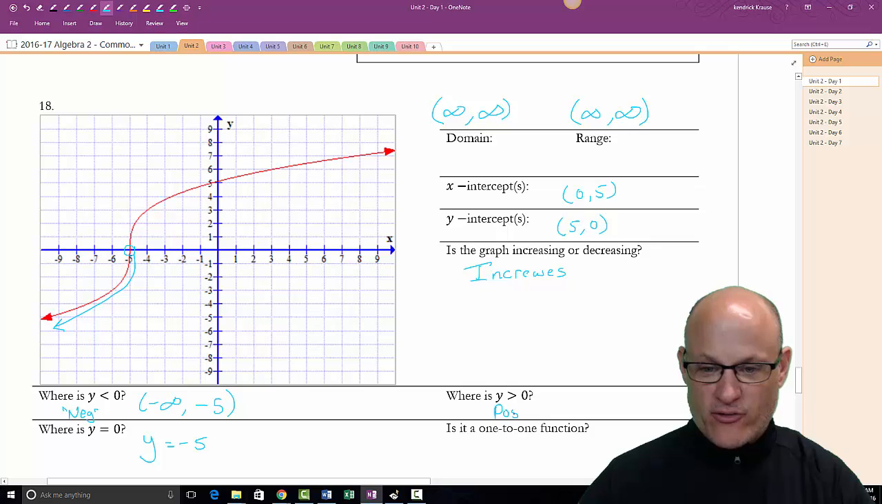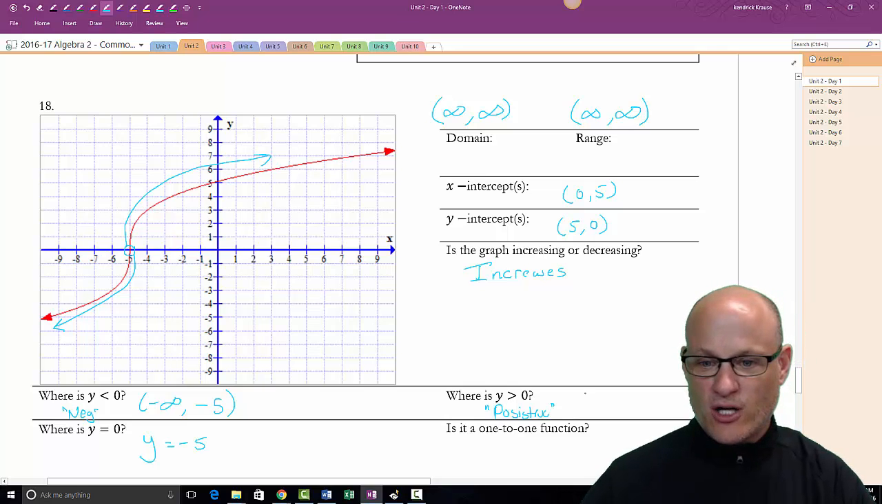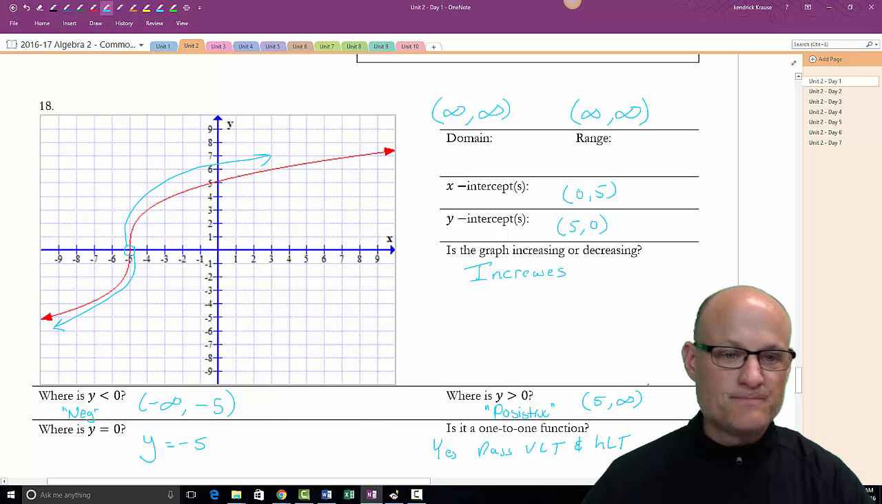Where is it positive? Remember, this doesn't mean greater than 0. It means positive. And it's positive starting at 5 and going in this direction. So from parenthesis 5, comma, infinity. Is it a one-to-one function? Yes, it is. Passes VLT and HLT.